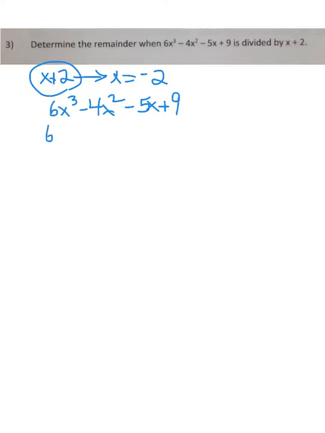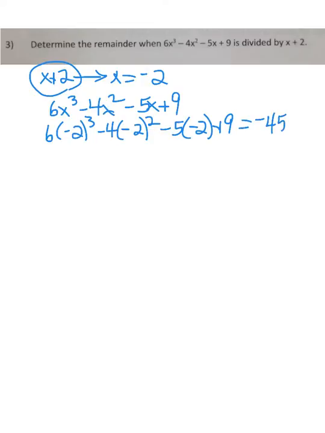So I'm going to do 6 times negative 2, that quantity cubed, minus 4 times negative 2, that quantity squared, minus 5 times negative 2, plus 9. And you can type this into your calculator. And when you get that, you're going to get negative 45.